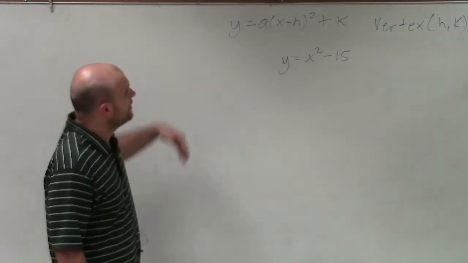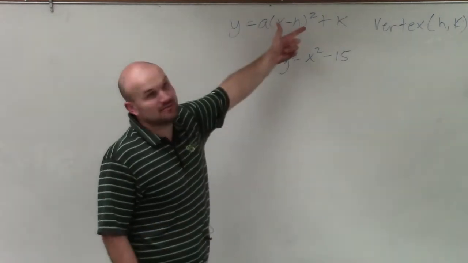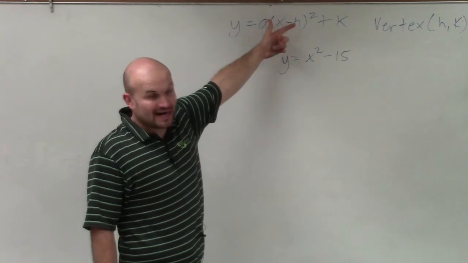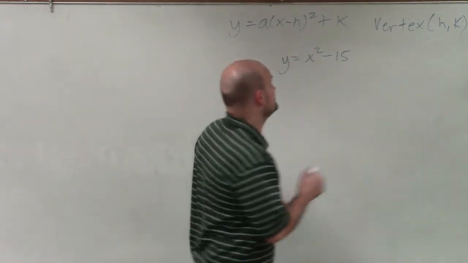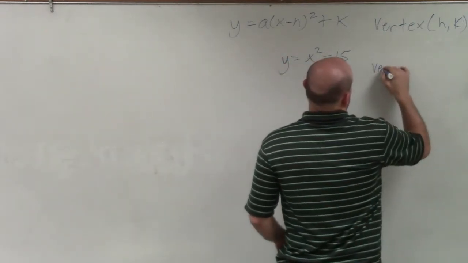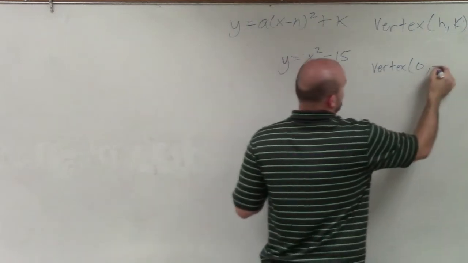In this case, what we need to do is identify the vertex. I have the vertex form up here, and one thing we notice is x is not being multiplied or subtracted by anything for our h. So therefore, I know that my h value has to be 0. And then I look at the k, which would be a negative 15.